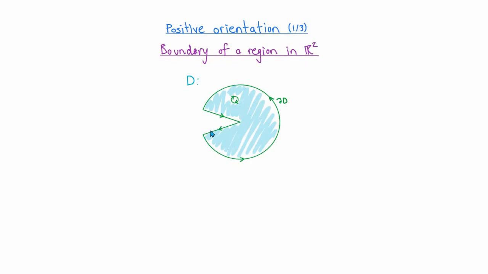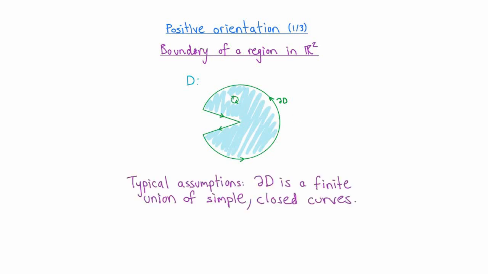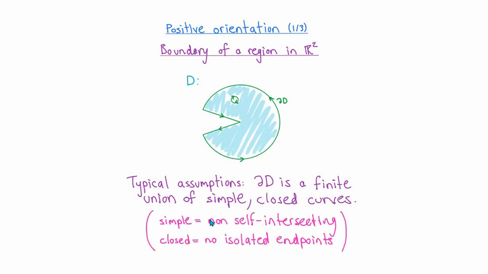In this case, the boundary of the region is just a curve in the plane. It might actually be a union of curves, like in the picture here. Some typical assumptions that we might want to make are that the boundary is a finite union of simple, closed curves. To say that a curve is simple just means that it doesn't intersect or cross itself. And to say that a curve is closed means that it doesn't have any isolated endpoints, so that it forms a loop.